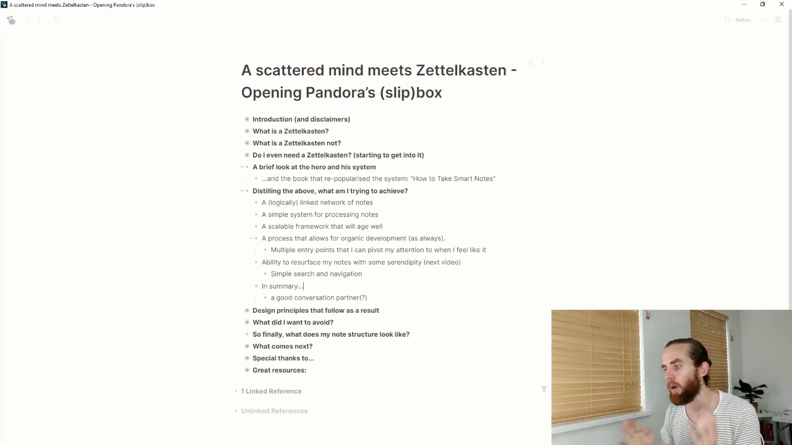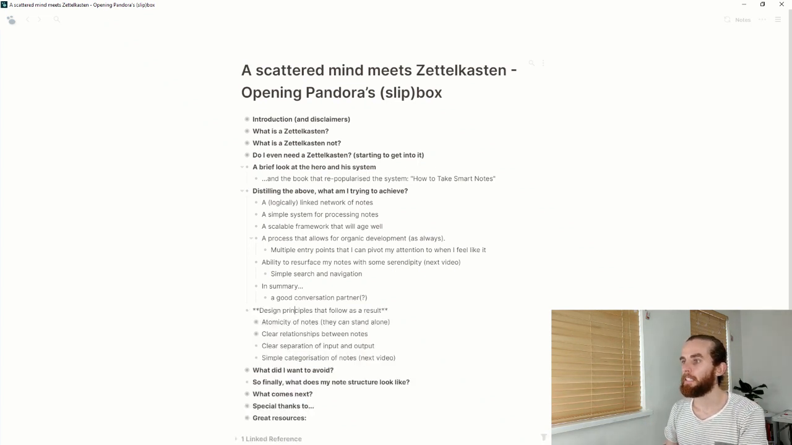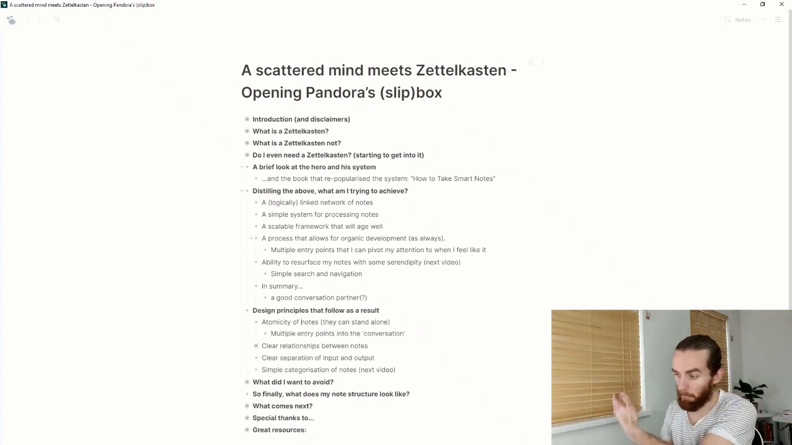Okay, so what are the design principles that follow as a result? And some of these will be familiar to you. So atomicity of notes. So the notes can stand alone. That is what it means by atomic. Like it is the single fundamental building block that is bottom up rather than top down. That's what provides us these multiple entry points into the conversation, because each note is standalone. I can read it and I can move on to another note.